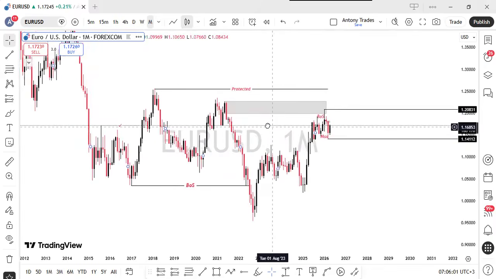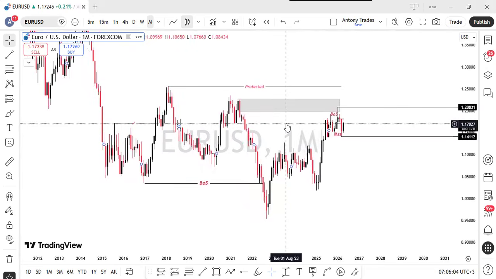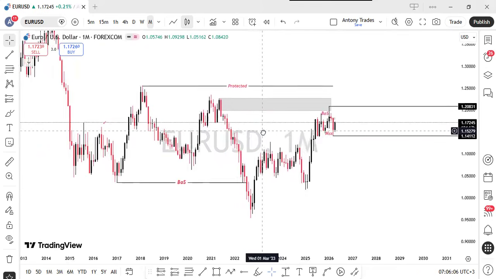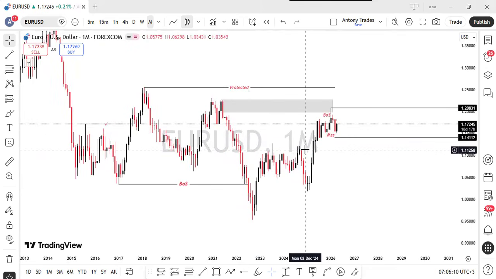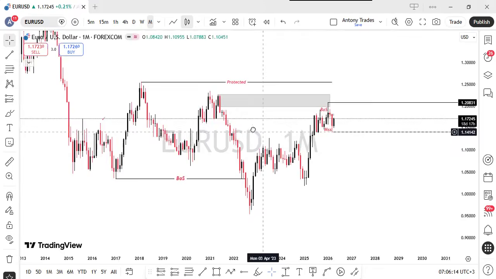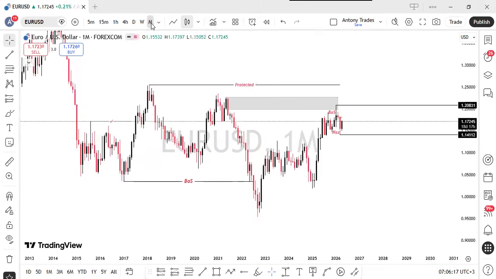This now brings us to the next concept where we do the time frame alignment. Since we are on the monthly time frame, for our confirmation, which time frame are we supposed to wait for our confirmation? So we normally jump one time frame.